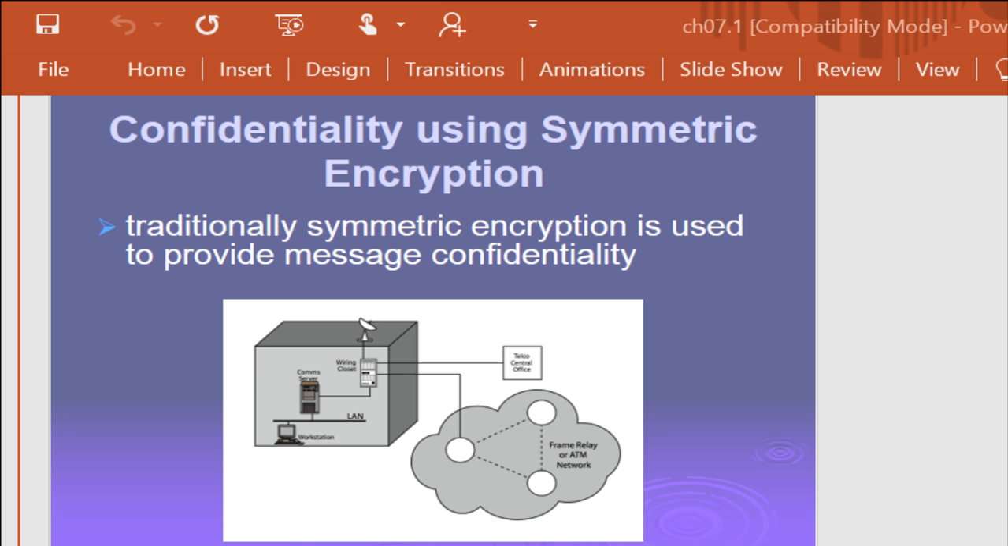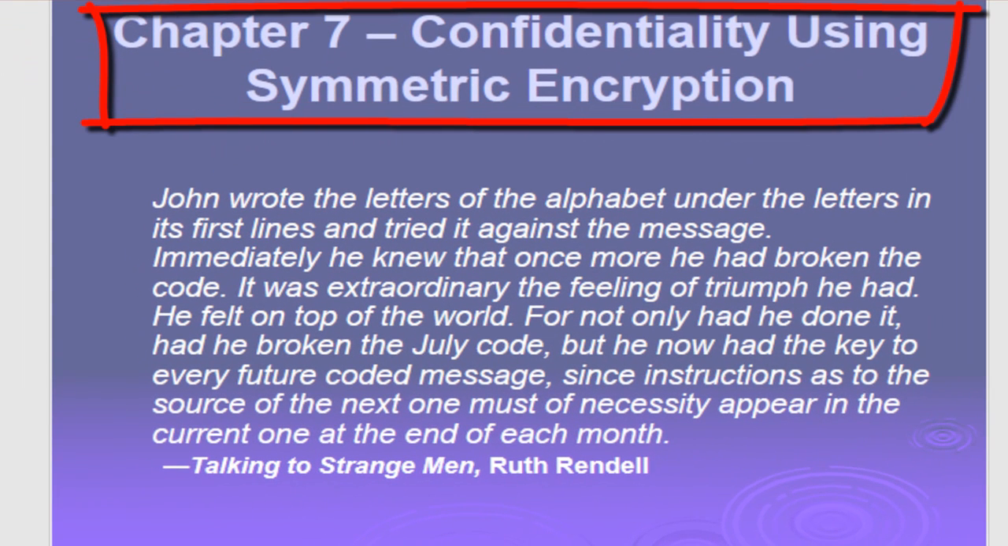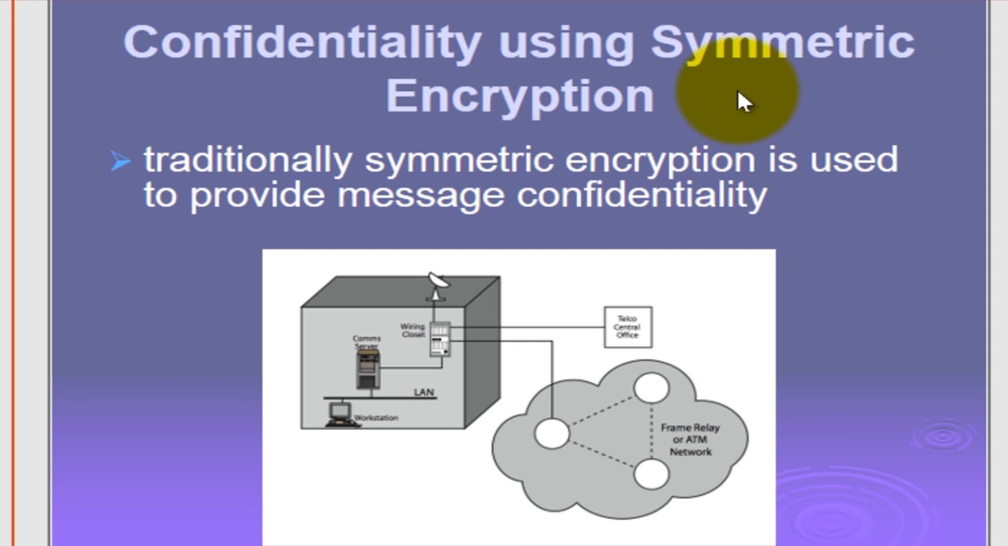Okay, let us see. This is the seventh chapter, confidentiality using symmetric encryption. In this chapter, we will discuss how you can provide confidentiality using the symmetric encryption concept. Confidentiality means providing secrecy to your message. In this chapter, we will mainly discuss the various vulnerabilities in your organization.